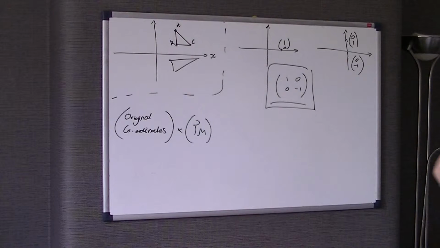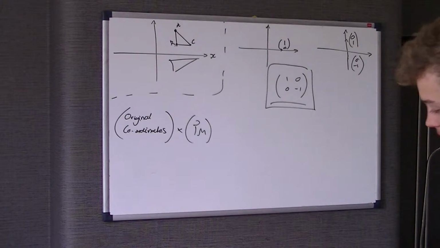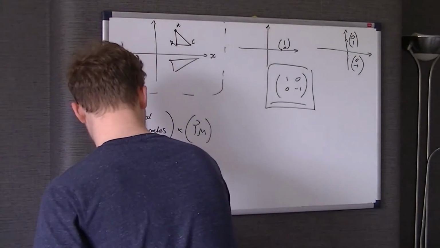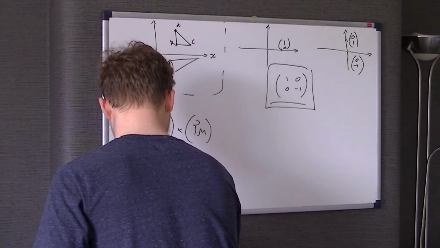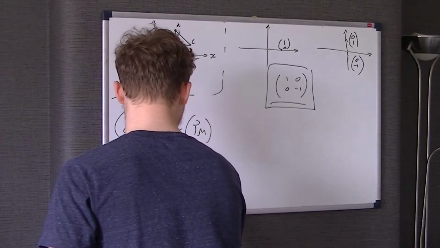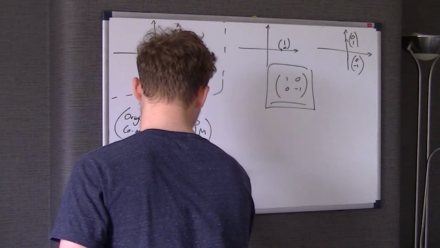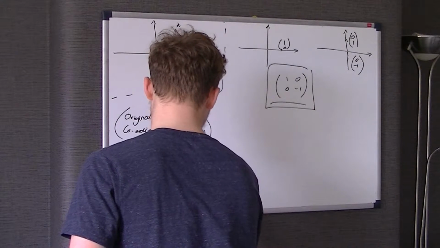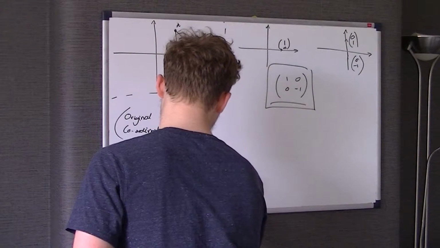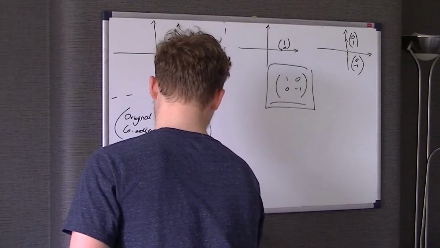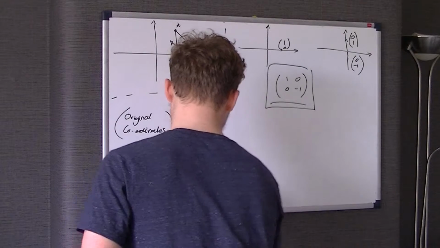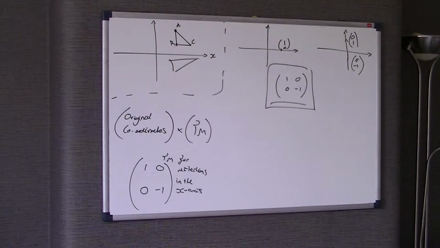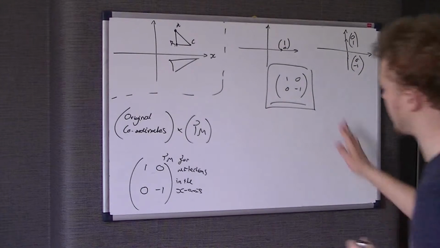So 1, 0, 0, 1. I'll just put that down here, because I'm going to rub it off. 1, 0, 0, minus 1. And that's the transformation matrix for reflections in the x-axis. Hopefully that makes a fair amount of sense.